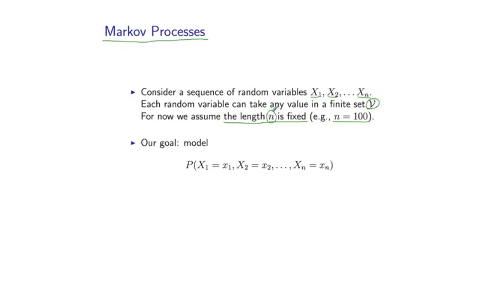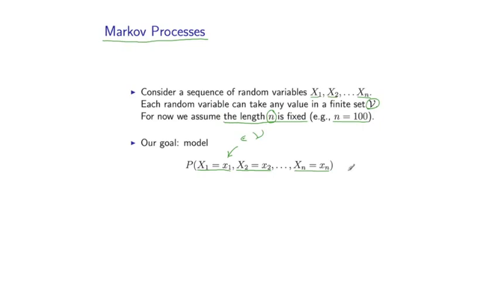Our goal is to build a model of the joint probability of x1 taking some value little x1, x2 taking some value little x2, up to xn taking some value little xn. And each of these values is in the set V. Okay? So we have a joint probability distribution over the values of these n variables.